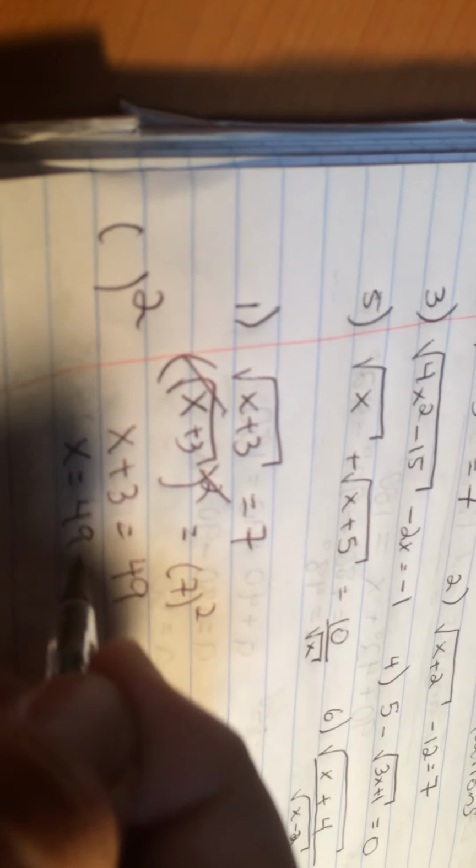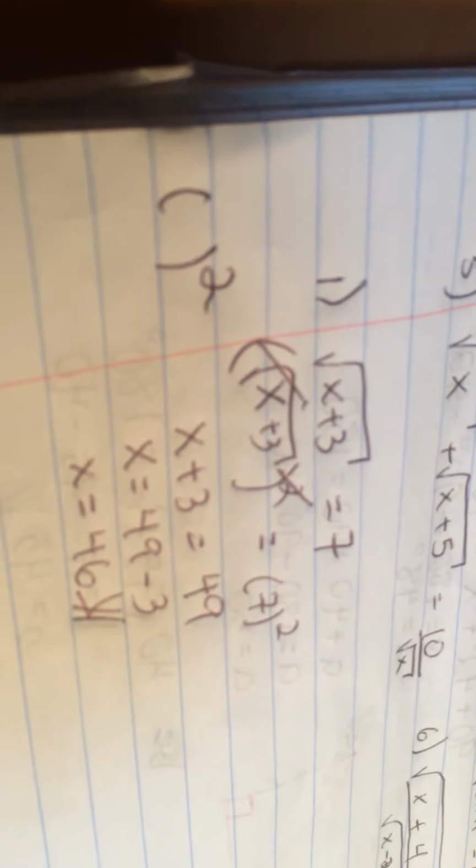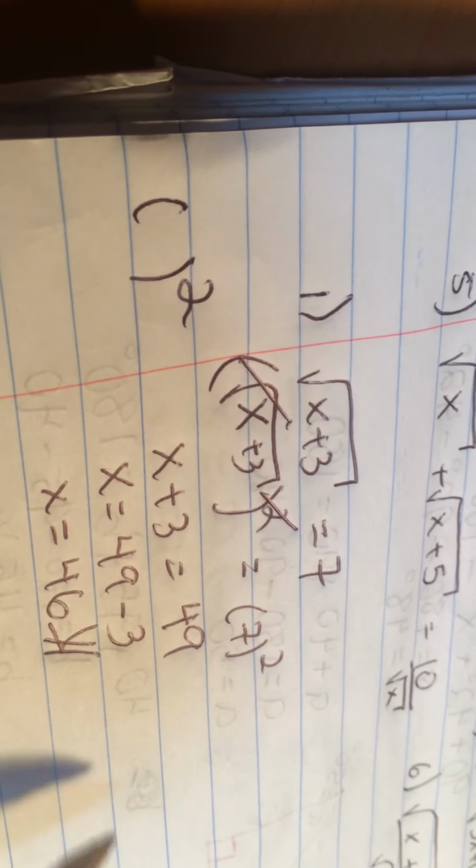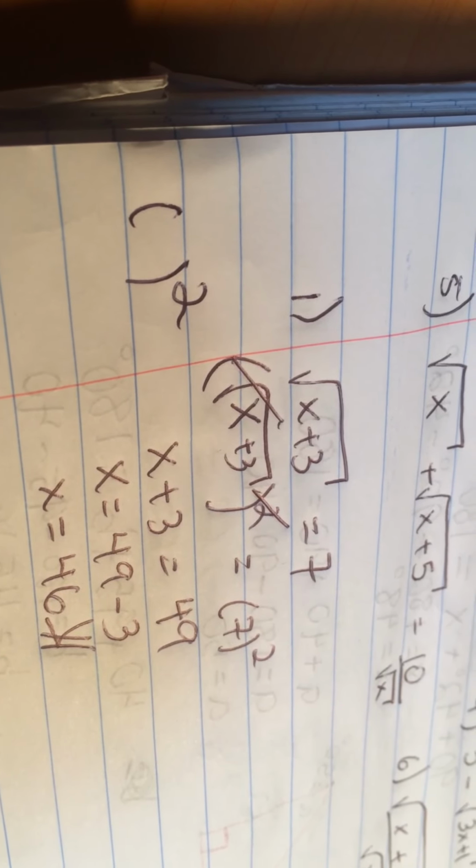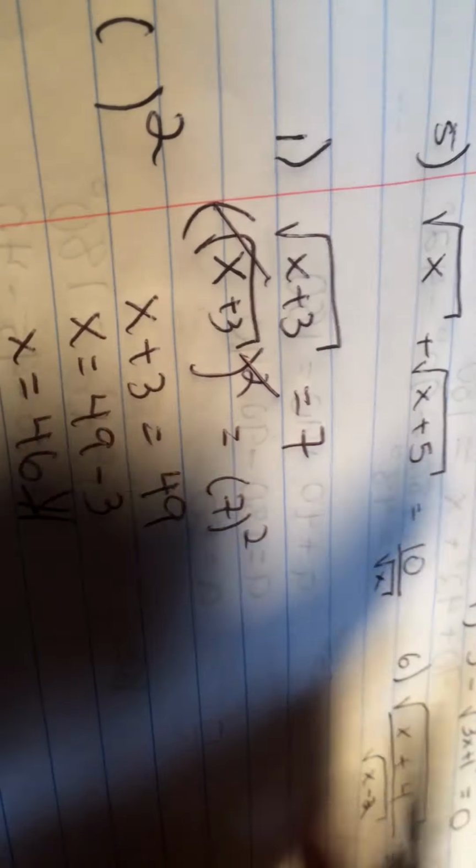And then we just solve. 49 minus 3, and that is 46. And that's how we have our answer. Here we are just elevating this term to the square so that we can solve for x. Okay, let's do the next one.